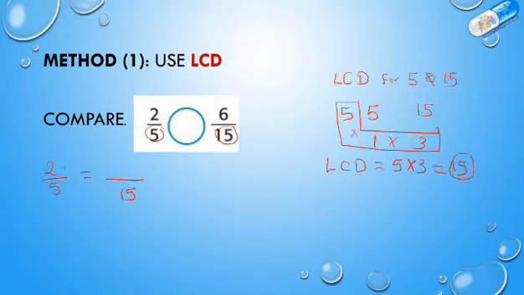This 2 over 5 became what over 15? So I will ask myself, what did I multiply 5 by to get 15? I multiplied 5 times 3. So I will also multiply up here by 3. So 2 times 3 is 6. So this one became 6 over 15. And this one is 6 over 15 with no change because its denominator is already the LCD. So which one is greater or equal? They are both equal, so this is the answer.